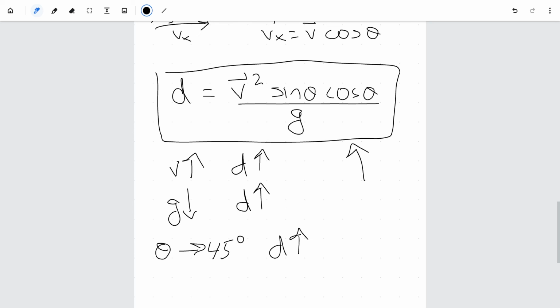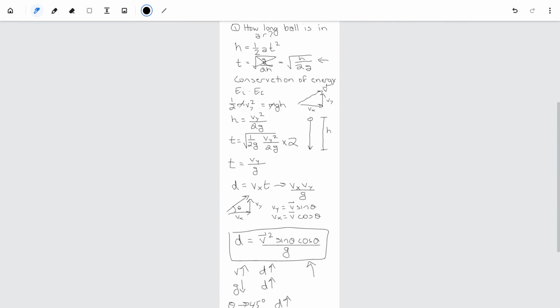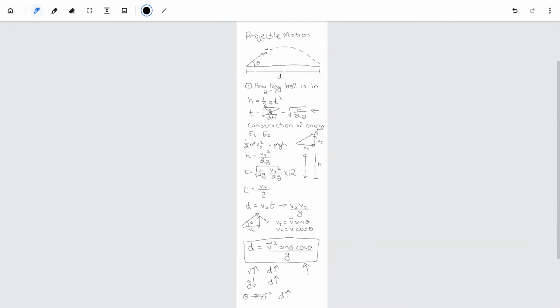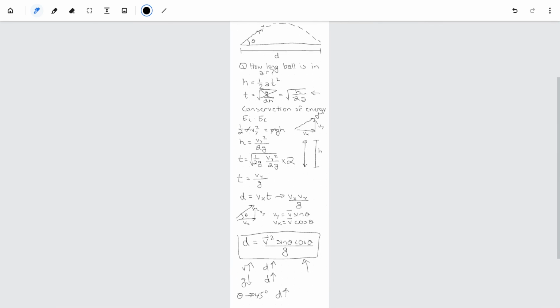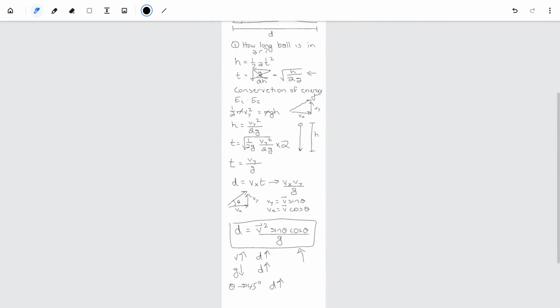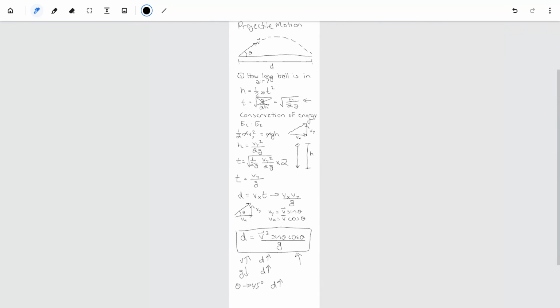Now this is a pretty straightforward projectile motion problem. You'll see it a lot in intro-level physics, and you can tweak some of the variables, but if you follow this formula, you should be able to handle anything your teacher throws at you.